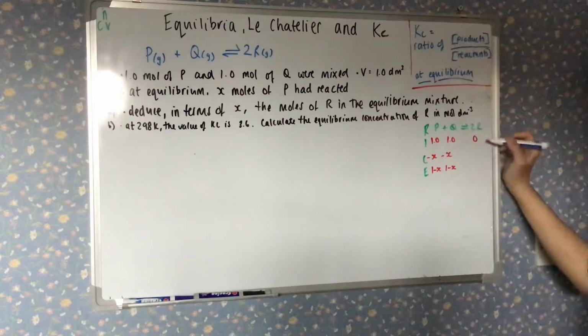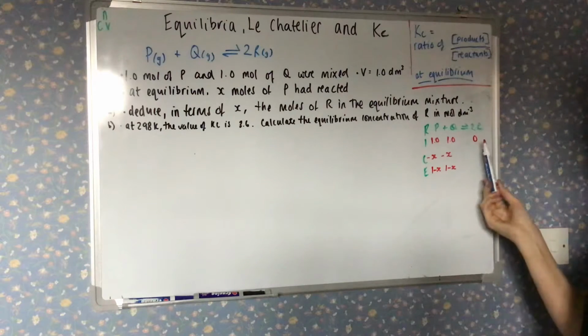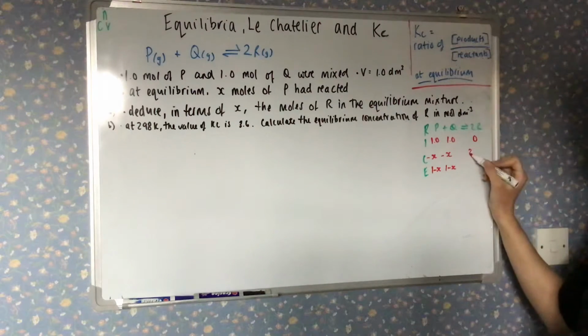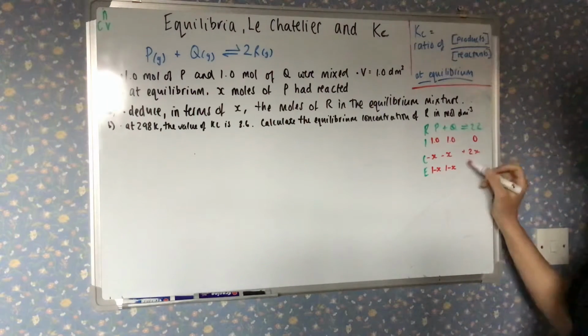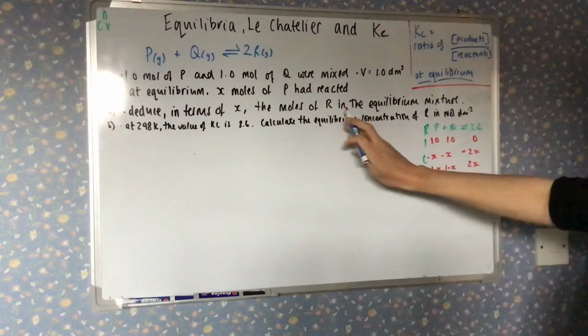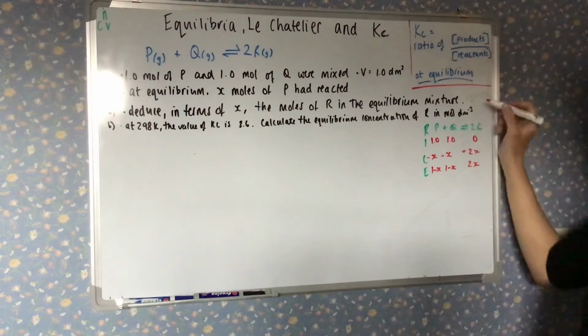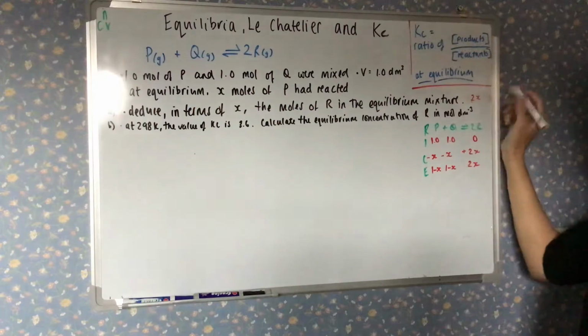Here we started with 0. The stoichiometry here is 1 to 2, so our change is going to be plus 2x. So our equilibrium moles is going to be 2x. So the answer to question 1, deduce in terms of x, the moles of R in the equilibrium mixture, is going to be 2x. That's the answer there.